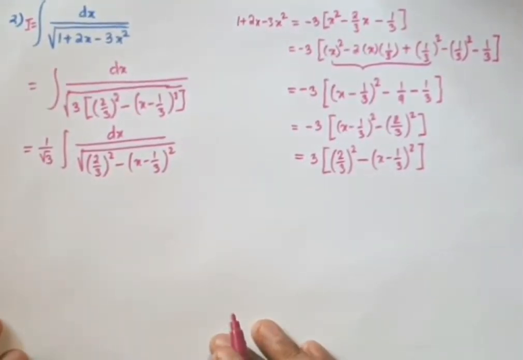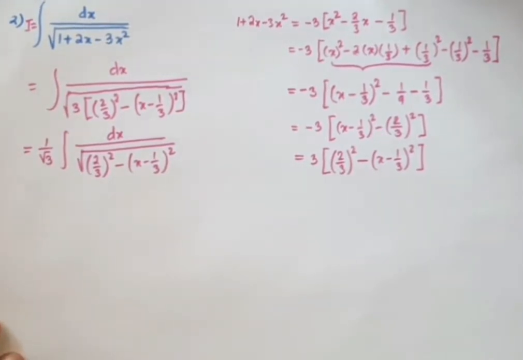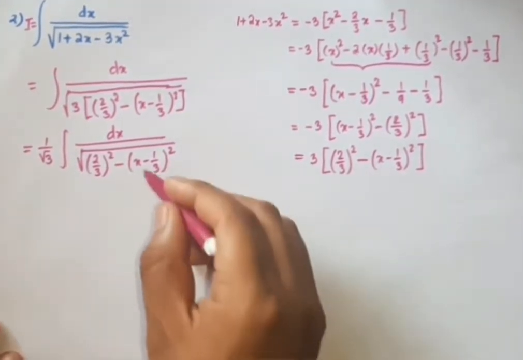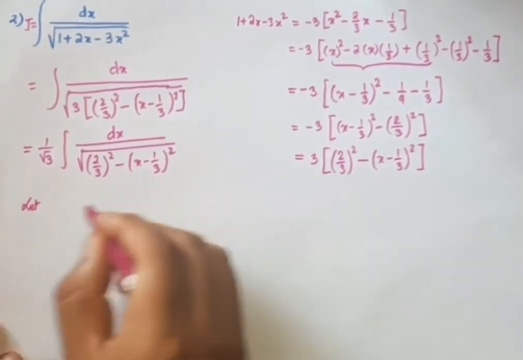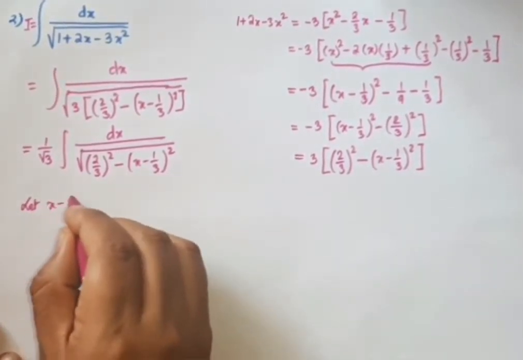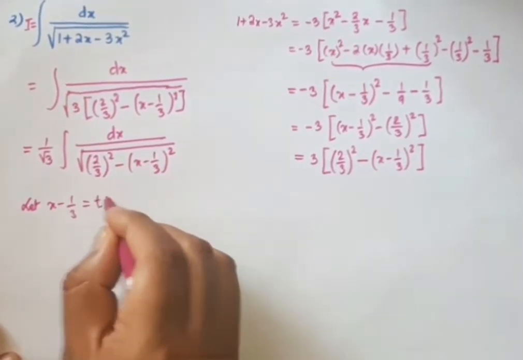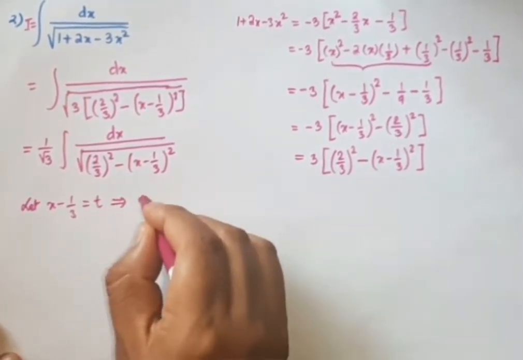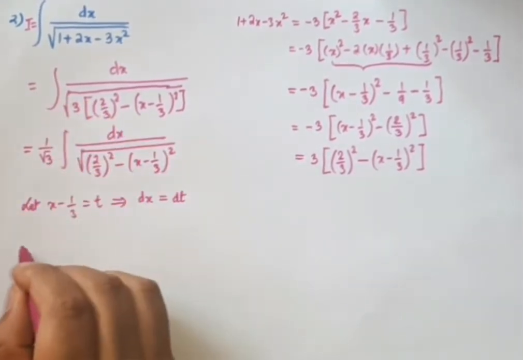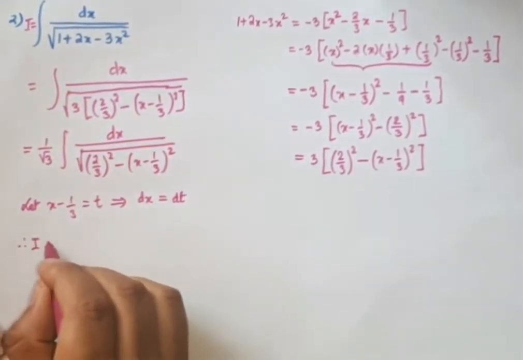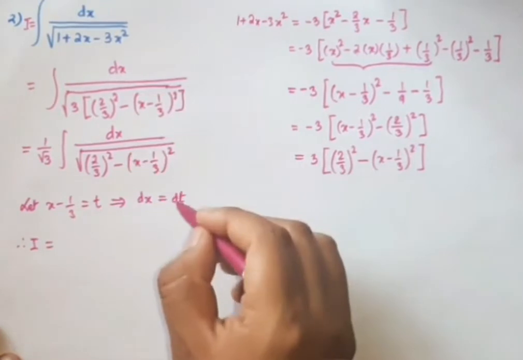Now the next part that we are going to do is the substitution here. Okay, so our substitution is going to be this one. Let me write this as: let x minus 1 by 3 equals t. So from here, as usual, we see that dx will be equal to dt, right? So our integral, that is I, becomes, instead of dx I am writing dt.